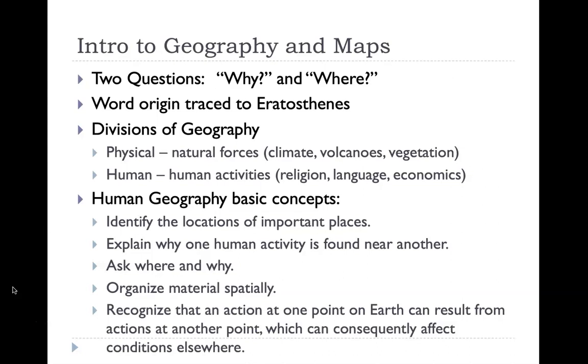and also economic geography. Some basic concepts that you're going to be learning in this class and throughout these chapters, and particularly chapter 1. We're going to look at how to identify the location of important places. So things like site and situation are going to play into these conversations. We're going to explain why one human activity is found near another. We're going to ask why and where things are. Why are things where they are? We're going to learn about organizing materials spatially. Right? And then we're also going to understand the concept of recognizing that an action at one point in the Earth can result from actions at another point, which can consequently affect conditions elsewhere.